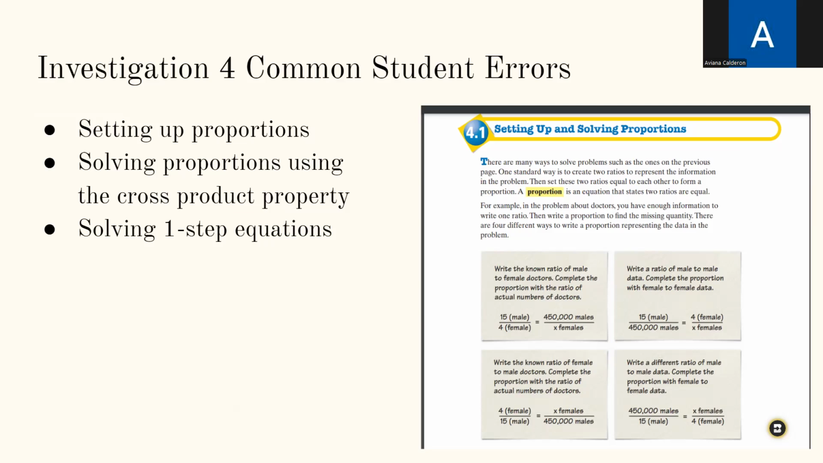Another error is solving proportions using the cross product property, meaning that students might not know that they have to multiply diagonally in order to get started, and then also solving those one-step equations. Once those students multiply diagonally, they're going to have to solve a one-step equation to get that variable by itself. And once the variable is by itself, that is their answer.